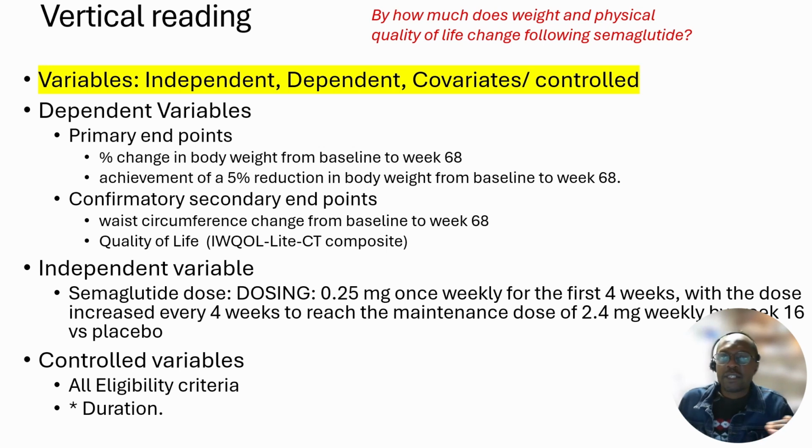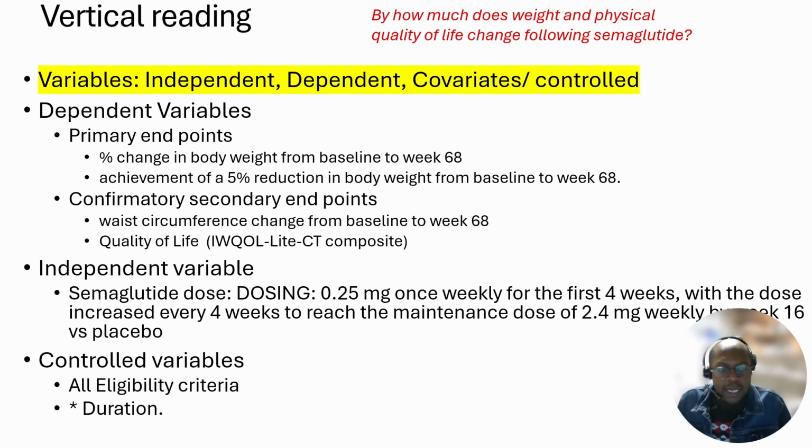I am interested in the quality of life because it's important to me, not just that I lose weight. What is the quality of life? Does it enable me to do the things I want to do? And so that's the dependent variable, what changes. What is the independent variable? The thing that the authors chose as the main predictor of the change in the dependent variable. So the independent or explanatory variable here is exposure to 2.4 milligrams weekly of semaglutide versus placebo for 68 weeks.